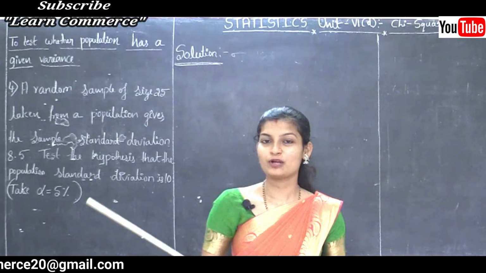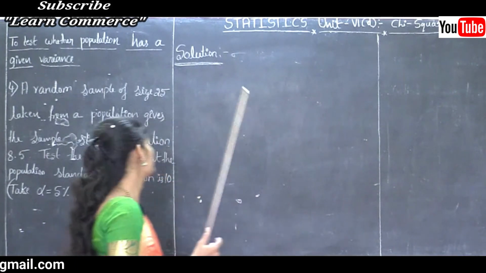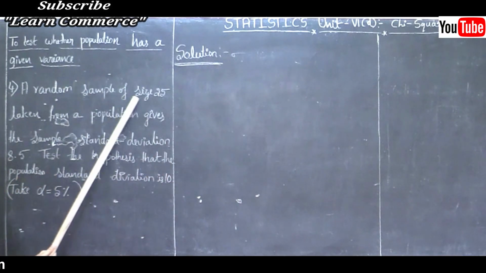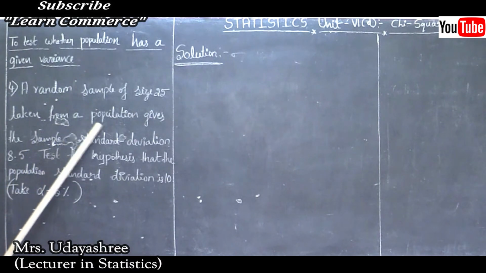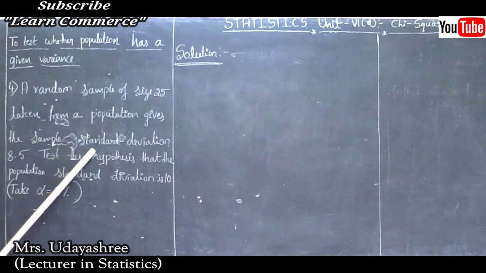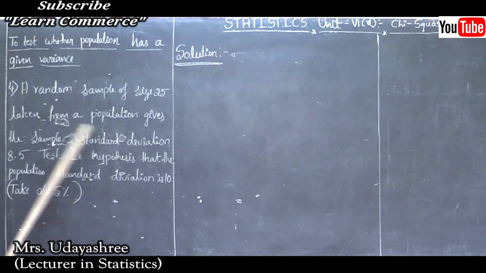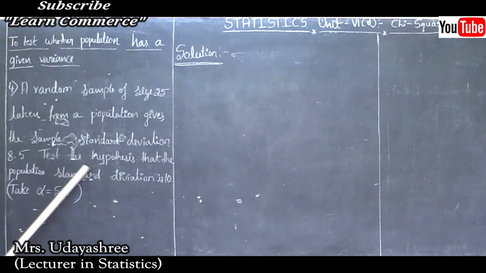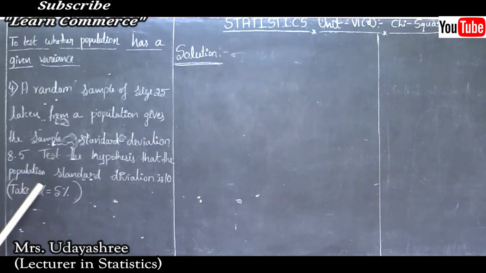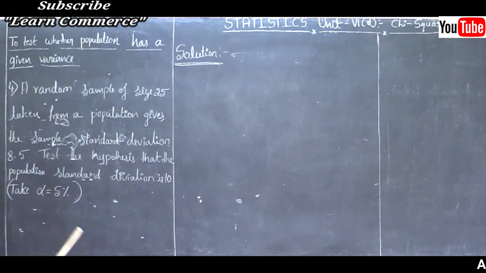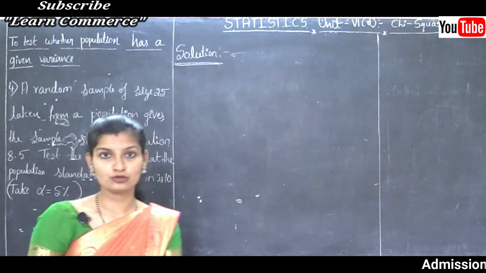Now problem number 4: a random sample of size 25 taken from a population gives the sample standard deviation 8.5. Test the hypothesis that the population standard deviation is 10, and take alpha equal to 5%. Now let's move to the solution part.